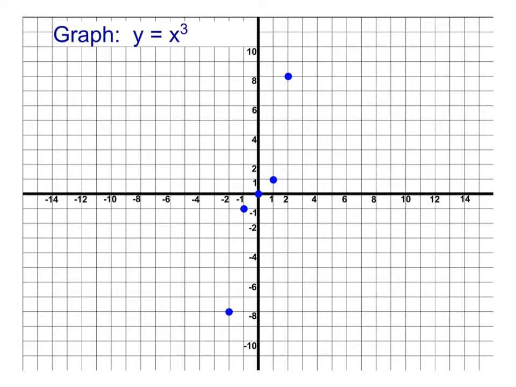The same thing happens when we plug in the negative 2. Negative 2 cubed will give me a negative 8. And so we plot those points at -1, -1, and -2, -8. And of course, -3 will give us -27 again. It'll be off our graphing grid again. And so we now have this much of our graph.